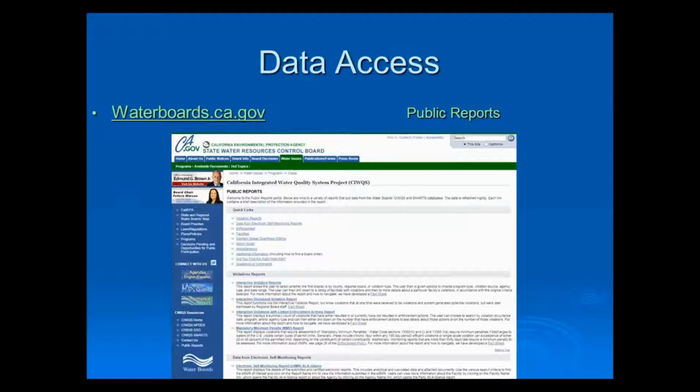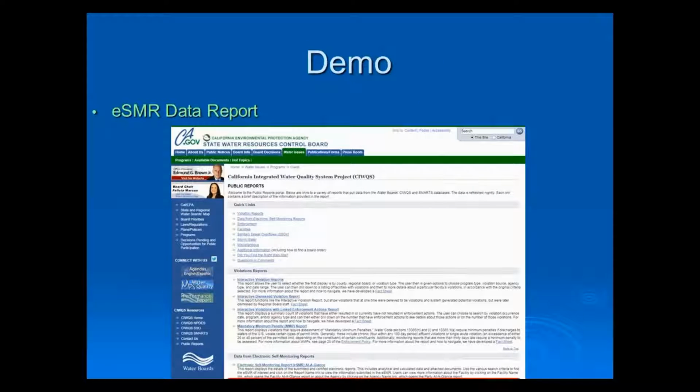All right, so Greg talked about accessing data, and right now all of our data is available through different ways or mechanisms. We have a public reports page, and you can access that on our webpage, waterboards.ca.gov. That's what we have available right now. One of the most common data requests I get is for NPDES monitoring reports. Those are called ESMR reports. So in the next few slides, I'll show you how to access that data from our public reports.